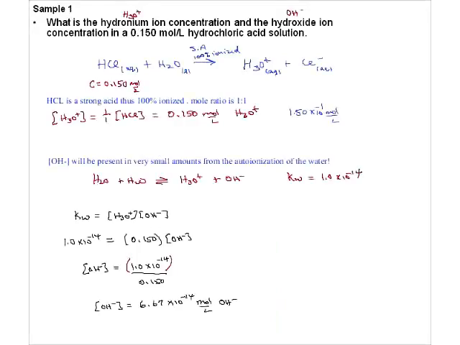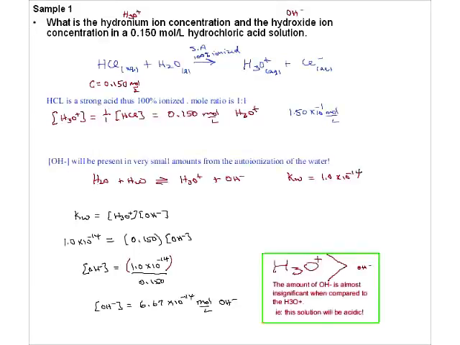Okay, so here we go. In this case, what we're looking at is the idea that H3O plus is so much bigger than this value. OH minus is very, very tiny. So the amount of OH minus is almost insignificant. In fact, it is insignificant compared to the H3O plus. And this should make sense because, after all, hydrochloric acid is an acidic solution. So the H3O plus, what makes it acid, is in a very large concentration. That's why it's an acid.